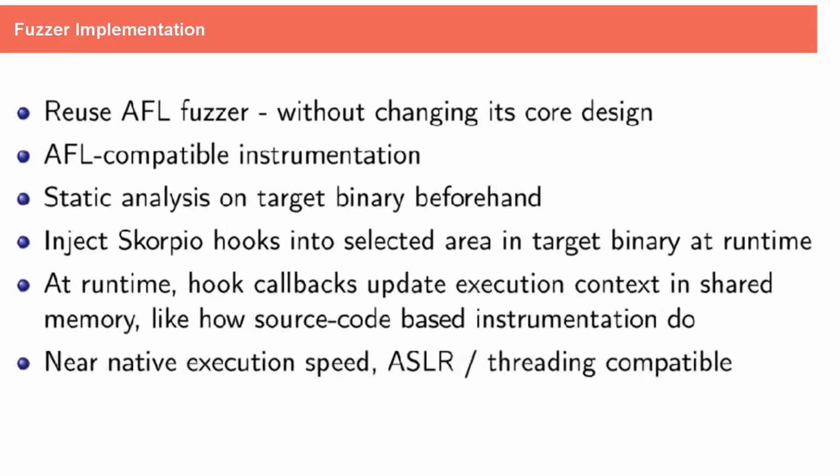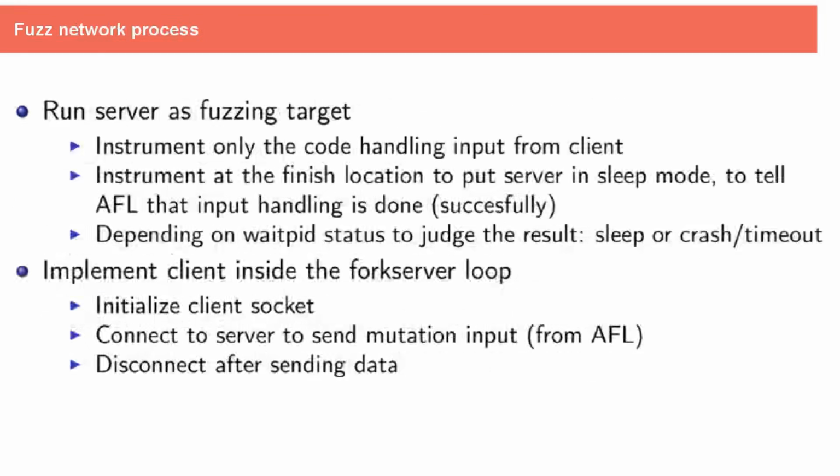And of course, we use Scorpio to hook into the program at runtime. As a result, our fuzzer is very fast. It runs at near native speed. Here's one example of how we build the fuzzer for a network program like HTTP, like a web server.